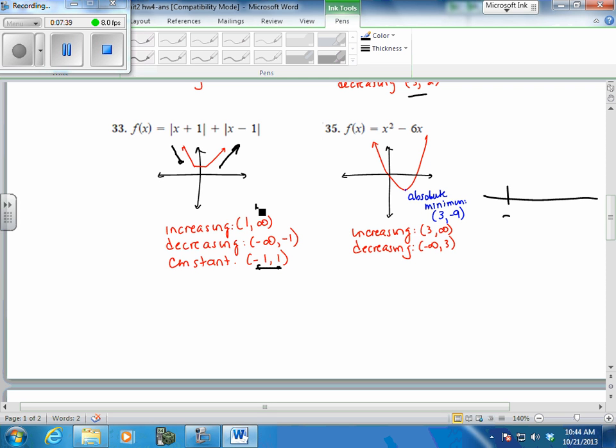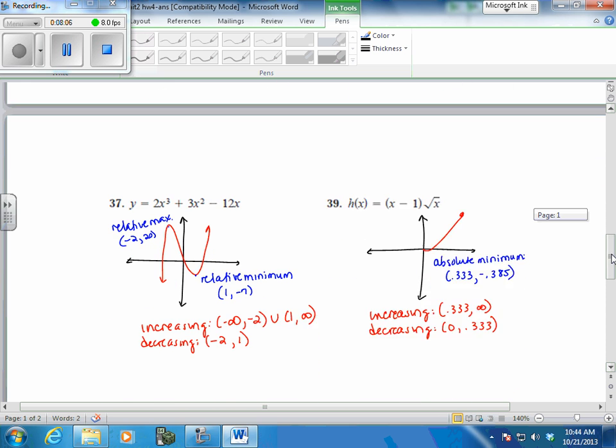Again, in number 35, it's a parabola. It's opening up. Find your vertex point. This is your absolute minimum point on this. This is your vertex point or your turning point. So you're decreasing from negative infinity to 3, and you're increasing from 3 to infinity. Yeah? Good? Okay. Now, sketch and describe.